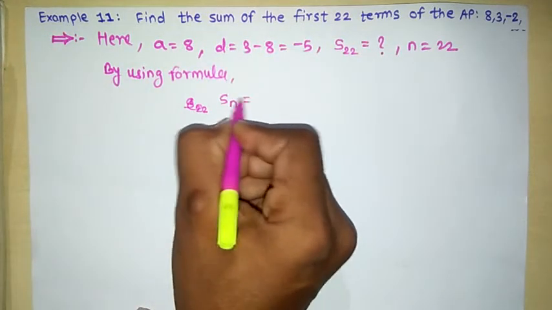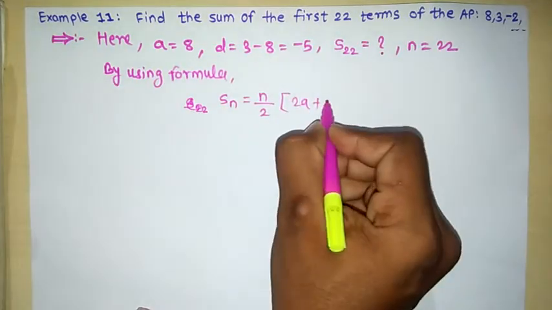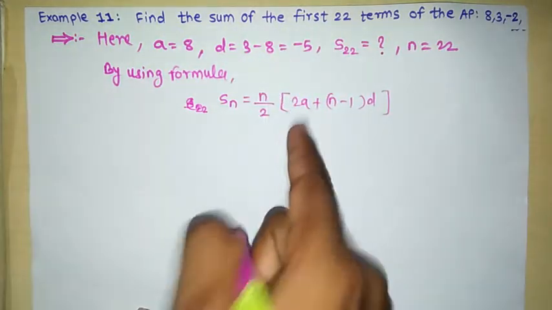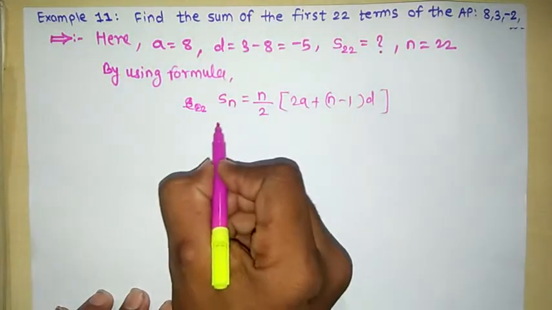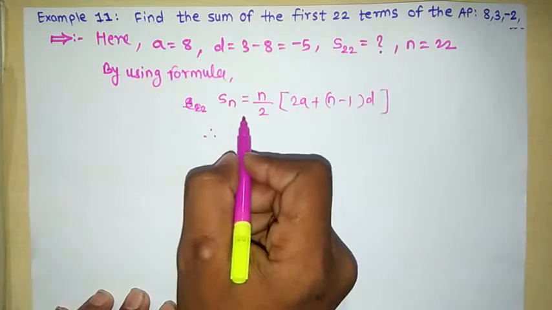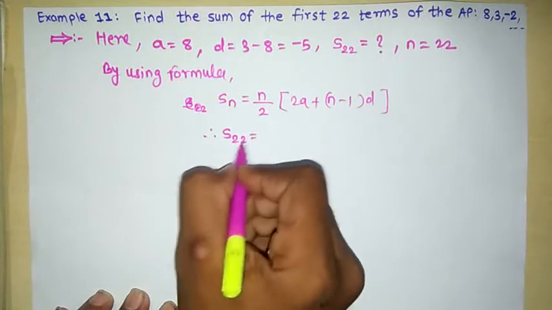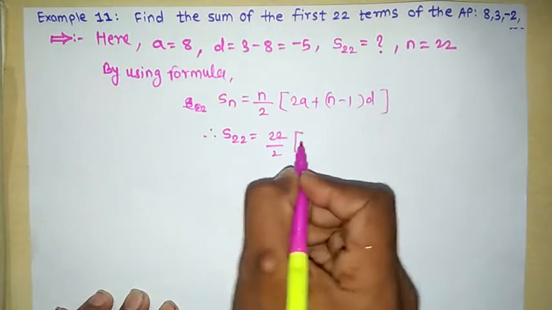Sum of the n terms is equal to n by 2 into 2a plus n minus 1 into d. This formula we have learned previously. I have proved this formula, sum of the first n terms of an AP. Therefore now we will apply this formula for sum of the first 22 terms. Therefore sum of the first 22 terms is S22, n is equal to 22 divided by 2a.